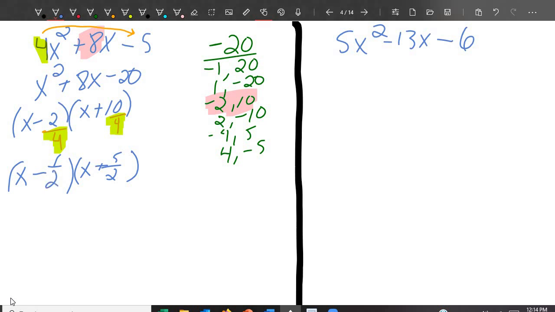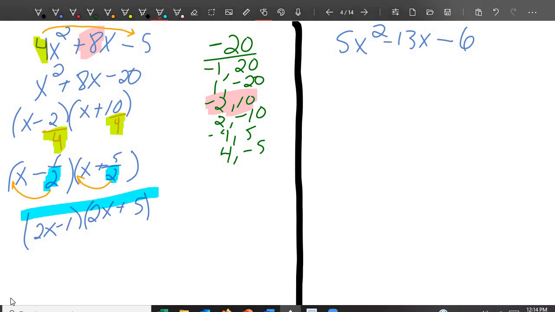Okay, now if you'll notice, I'm left with a denominator on the number, which means we have to slide that number back in front of the x. So we'll get 2x minus 1. The second one, we slide the 2 back in front of the x, and we'll get 2x plus 5. So this is the final answer.